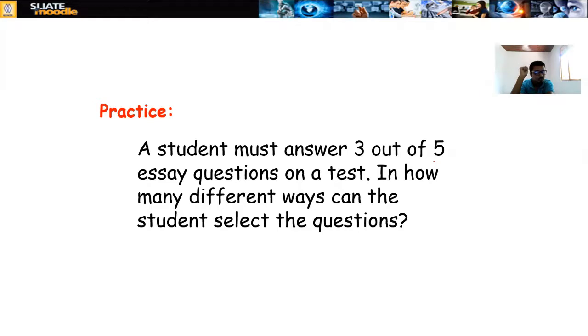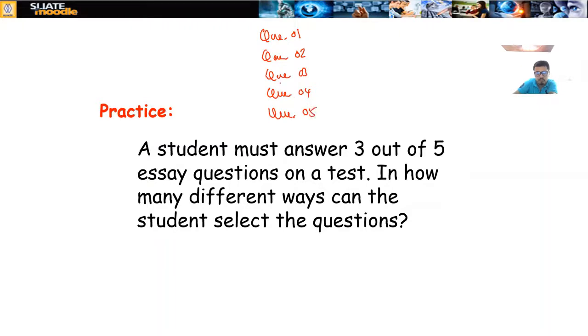Out of 5, what you need to do? See here, we may have question number 1, question number 2, question number 3, question number 4, and question number 5. So these are the 5 questions we have. We need to select any 3 out of these. One can choose question number 1, 2, and 4.